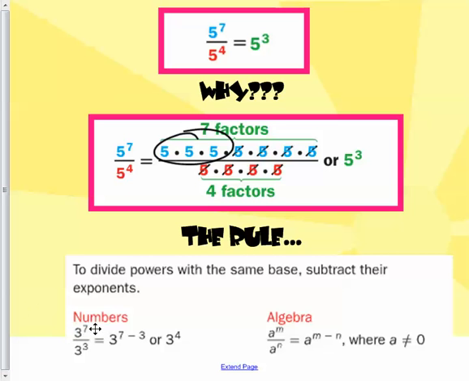So the trick is to subtract. Take your 7 and subtract the 3. So 3 to the 7th power divided by 3 to the 3rd is 3 to the 4th power.